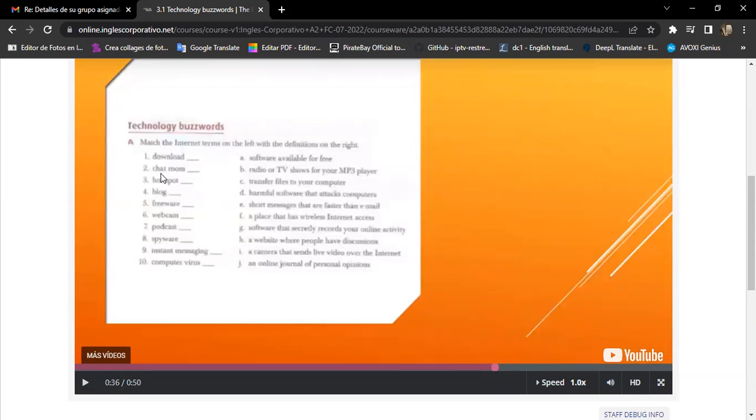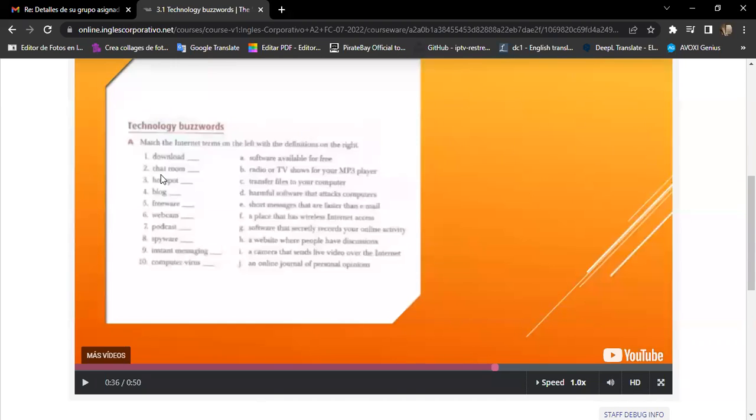Chat room. A short message that is faster than email. Do you remember Messenger? Yes, teacher. Letter E. Short message, that is faster than emails. Okay, but actually I don't like that definition, short message, because that is a chat. That is a text message. It's the letter H. A website where people have discussions, exactly. That is a chat room.